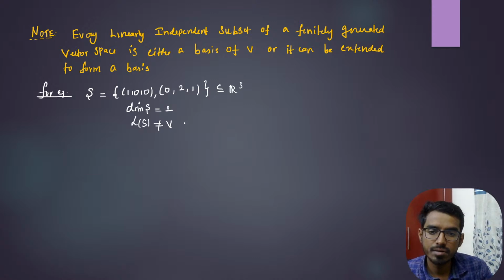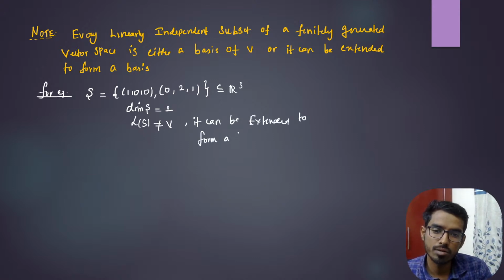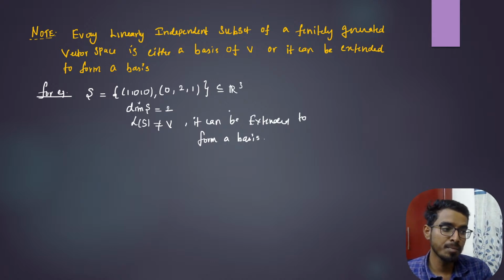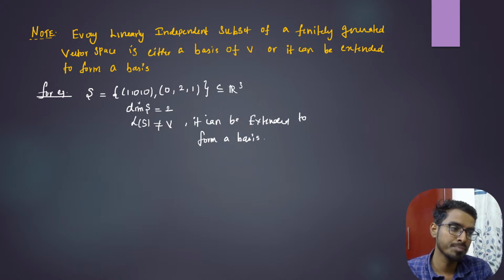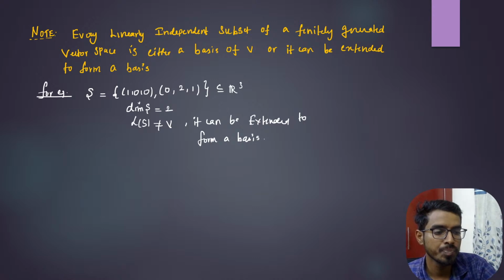It can be extended to form a basis, right? So we need to add some more linearly independent vectors so that the dimension will be equal to 3 and it will span the entire V also. We need to add a vector so that the three vectors are linearly independent. So every linearly independent subset of a finitely generated vector space is either a basis of V or it can be extended to form a basis, right? So this is a very important note.